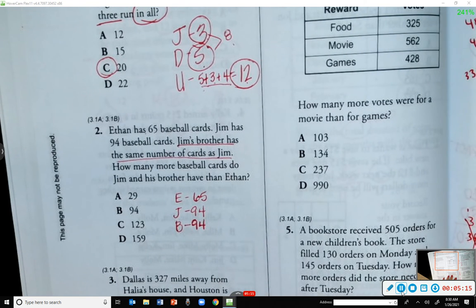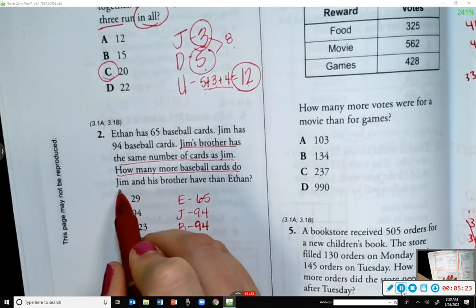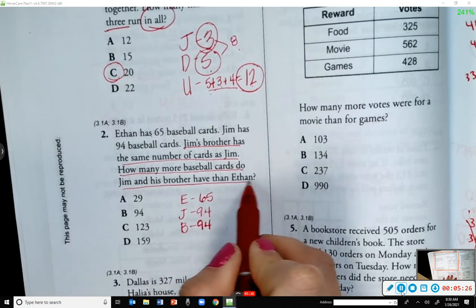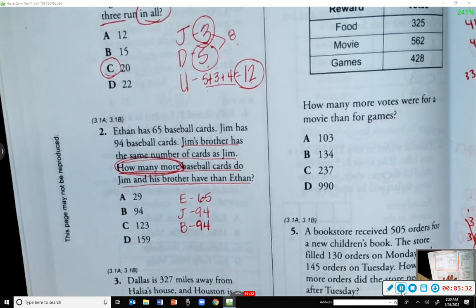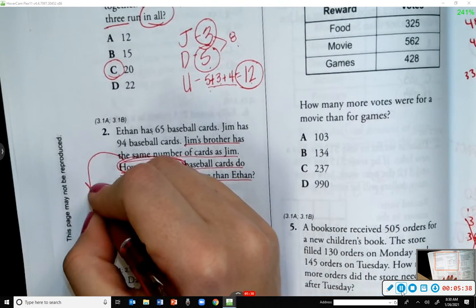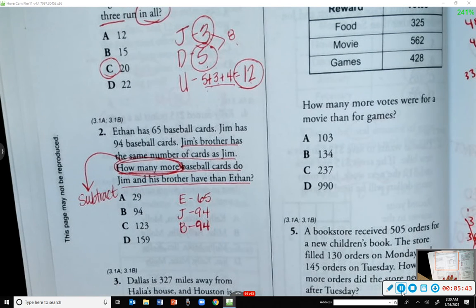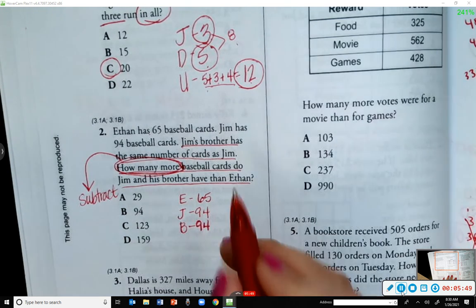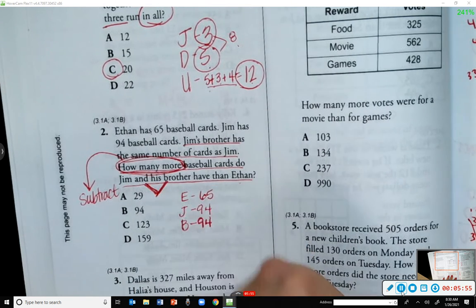Okay. Now I need to read the question again to make sure I'm doing the right thing with all these numbers. How many more baseball cards do Jim and his brother have than Ethan? Well, what does how many more mean? Subtract. Okay? So I know one thing I need to do is subtract. Okay? But is that the only thing I had to do? No. We need to know how many more baseball cards Ethan has than Jim and his brother. So what does that mean I need to do with Jim and his brother?